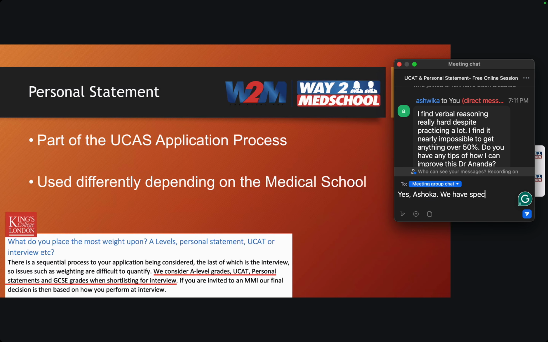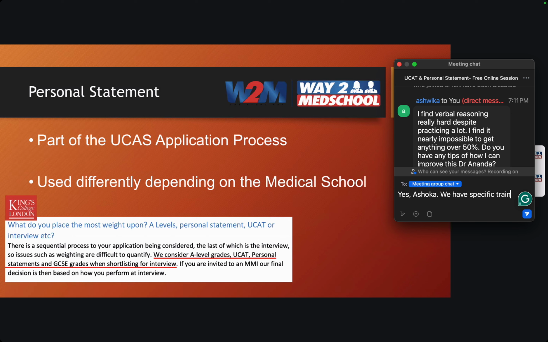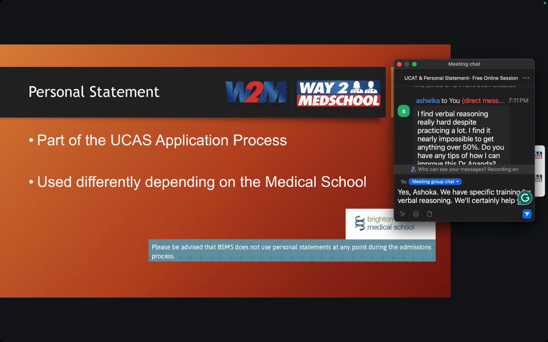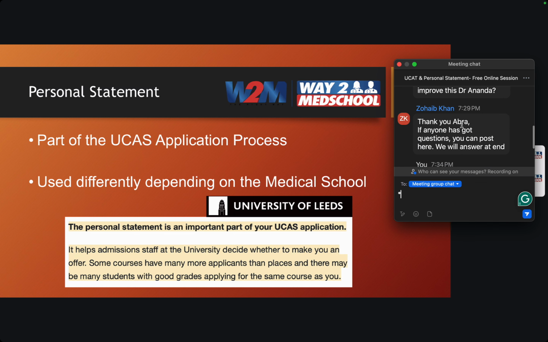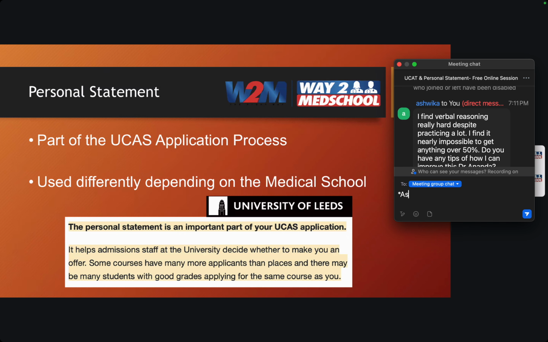Well, I've got a few examples here. This is taken from the King's College London Medical School website. You can see that they consider UCAT, personal statements, A-levels and GCSEs all together. They say they take it all into account. Whereas if we look at Brighton and Sussex Medical School, they quite explicitly say they do not use personal statements at any point during the admissions process. And if we look at the University of Leeds, they say that the personal statement is an important part of the UCAS application. So when you're looking at different universities, it's one thing to consider how you think they're going to use it.